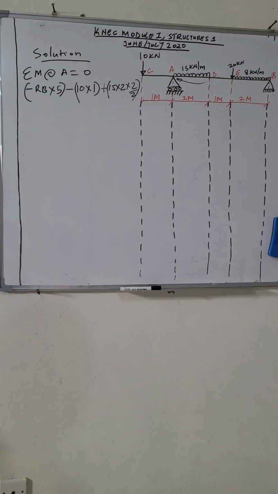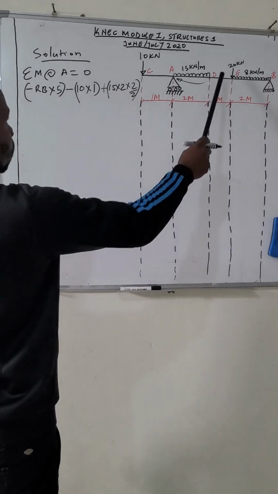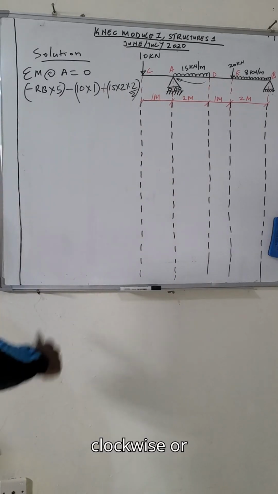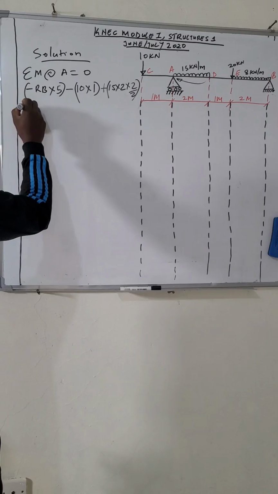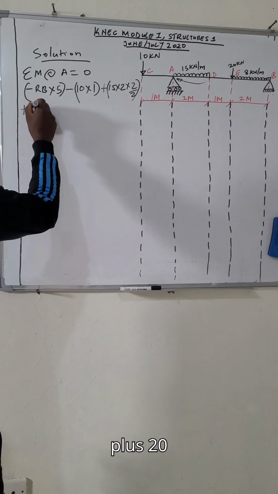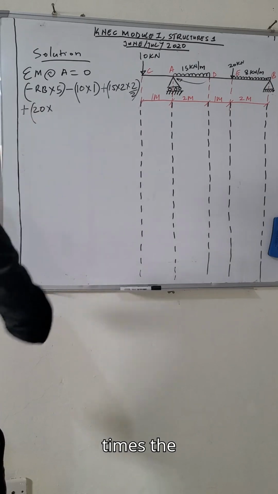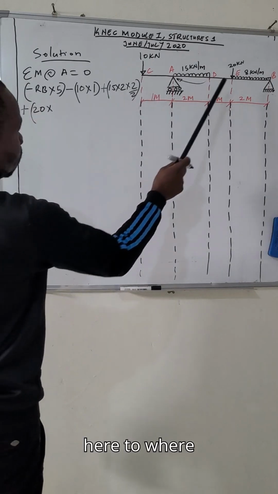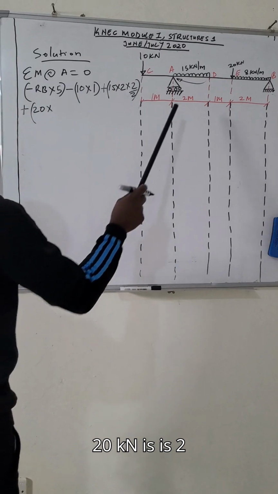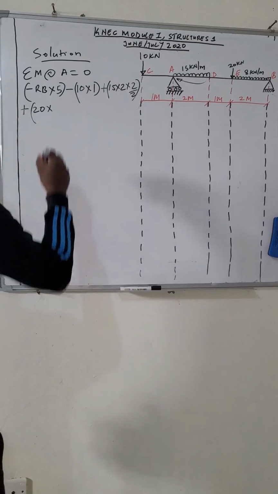That is a point load. In which direction? Clockwise. So plus 20 times the distance from here to where 20 kilonewton is, 2 plus 1, that is 3.